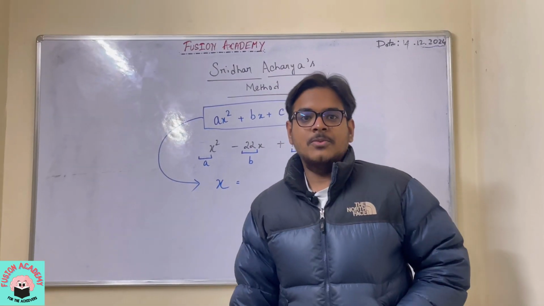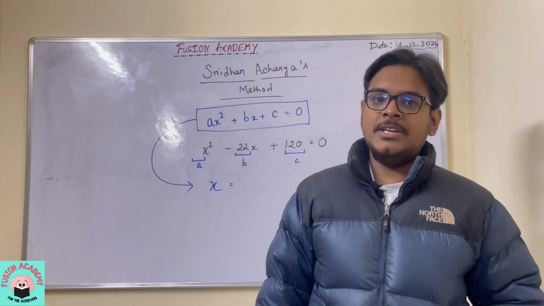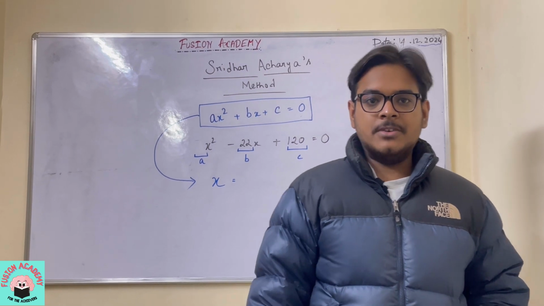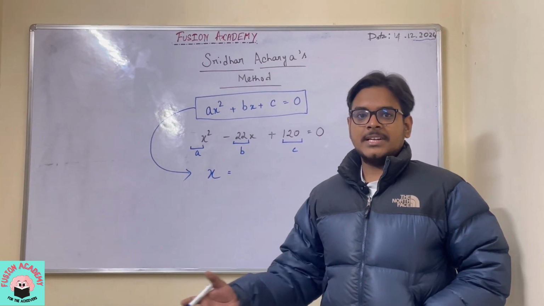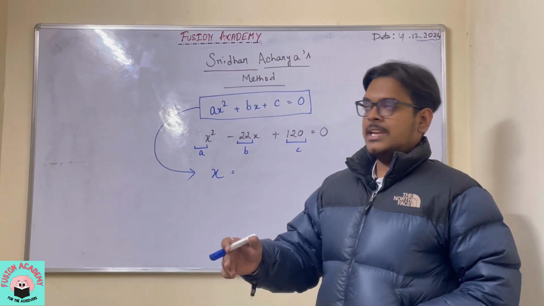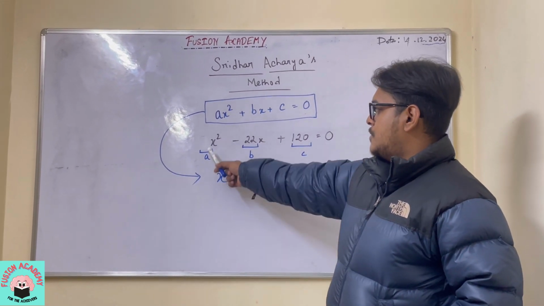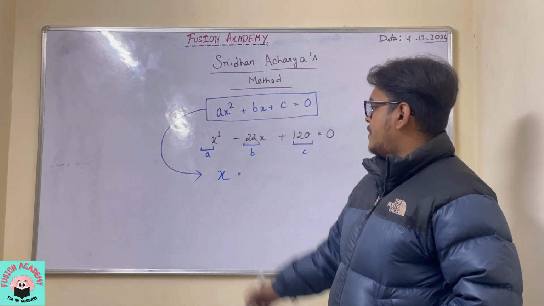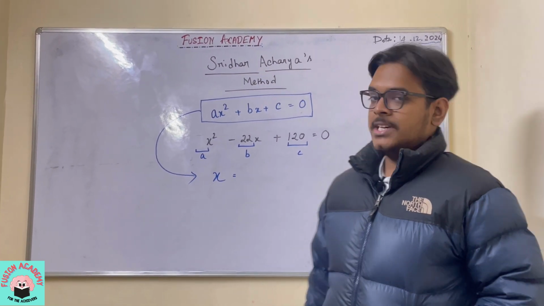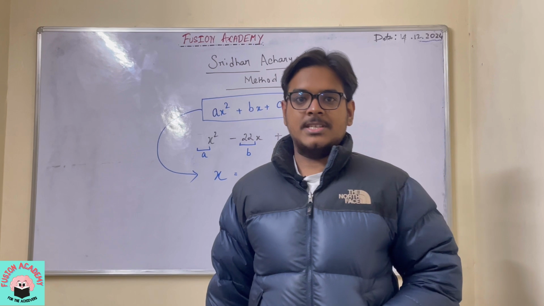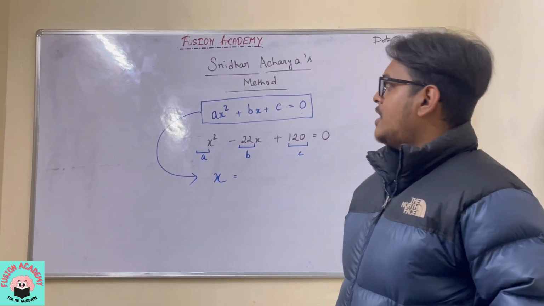Hello students, once again we are back from Fusion Academy to continue with our topic that we left off in our previous video. In our last video we were discussing the vanishing factor method, and at a certain point I left at a particular equation, x square minus 22x plus 120, that you could factorize by using Sridhar Acharya's method or by middle term factorization. So today let's continue from that part.